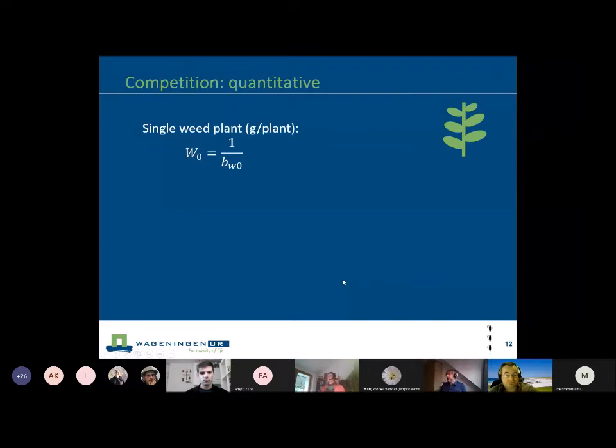Okay, so if we look at these equations for competition, the time is too short to go into a lot of detail, but just to give you a bit of the flavor, what we have here is a single wheat plant without competition. The weight of that single wheat plant is expressed as gram per plant, and it's inversely related to this parameter. And this parameter, in fact, also expresses individual plant weight, but in a different way. It tells you how many plants you have per gram of biomass.